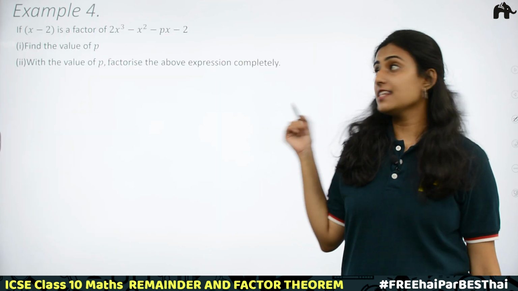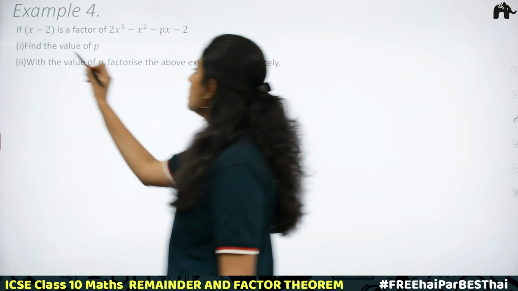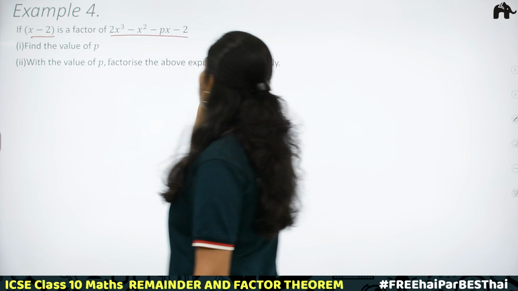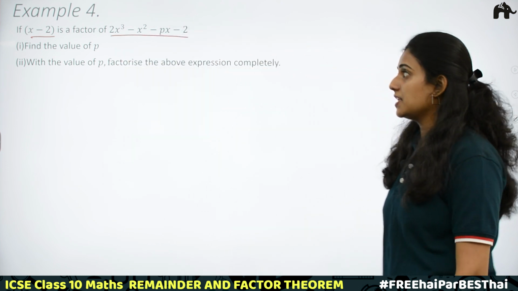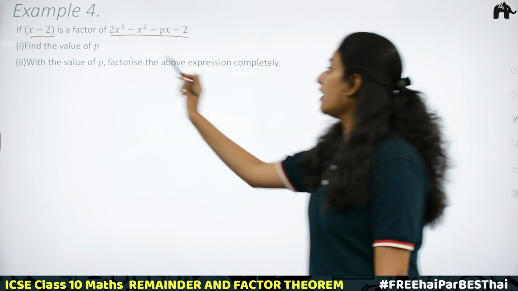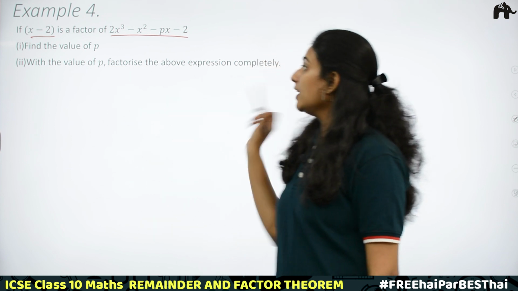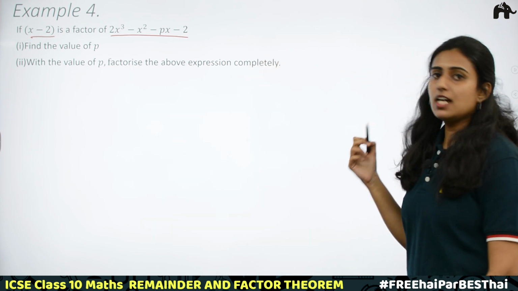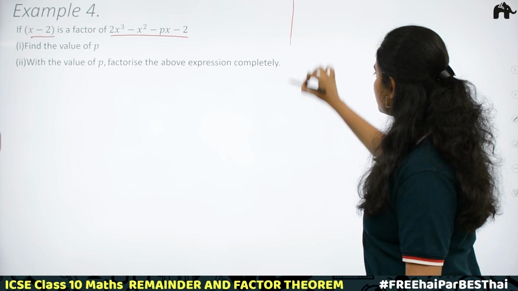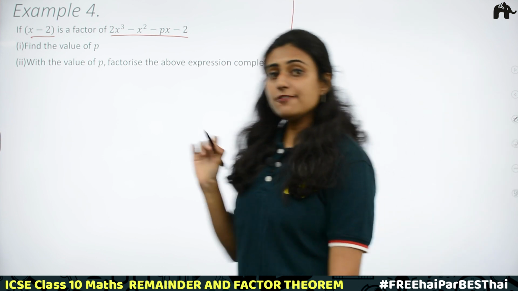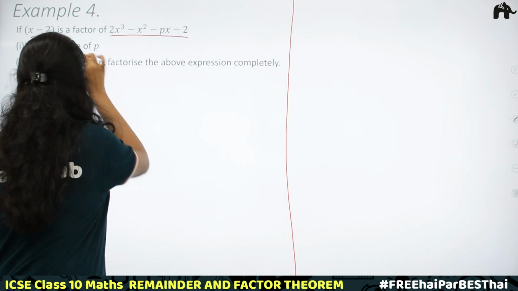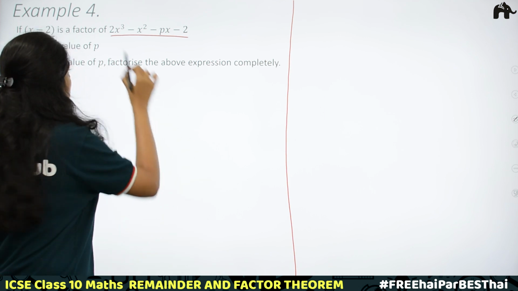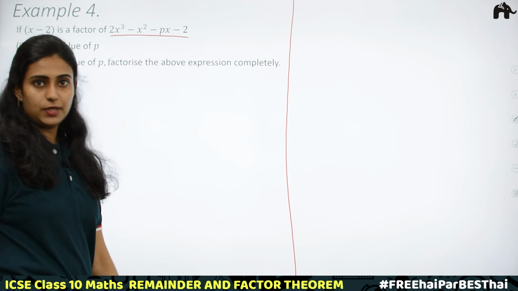Clear? Next, example 4. If x minus 2 is a factor of 2x cube minus x square minus px minus 2, first question, find the value of p. Second, with the value of p, factorize the above expression completely. Here, one factor is given, which is x minus 2. We need to find the value of p.